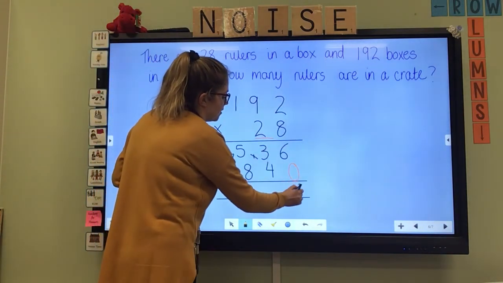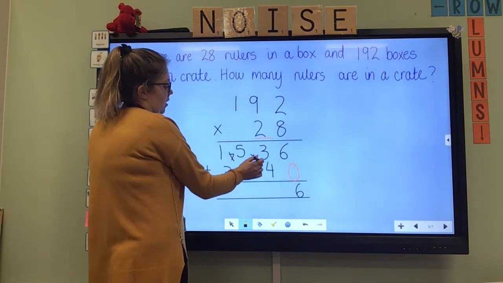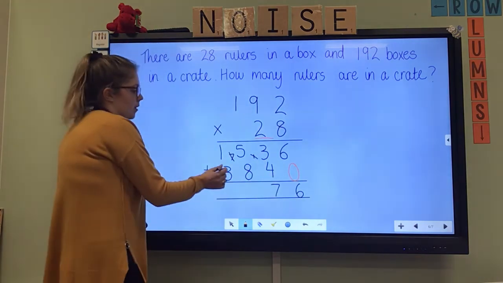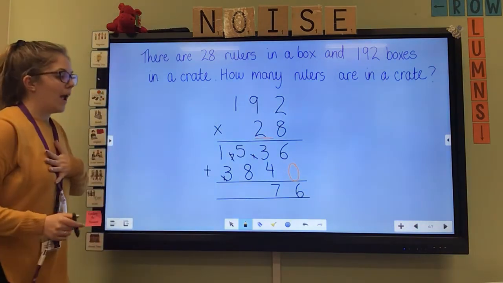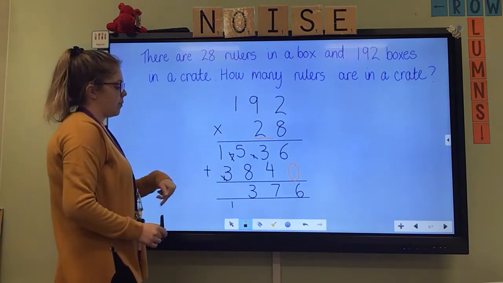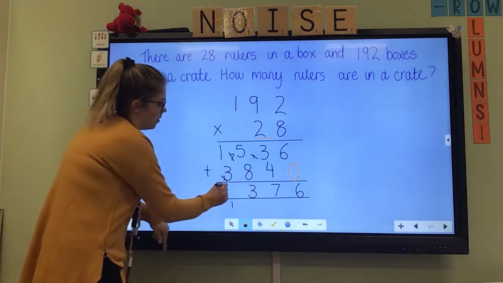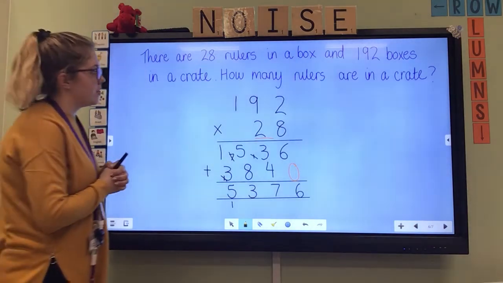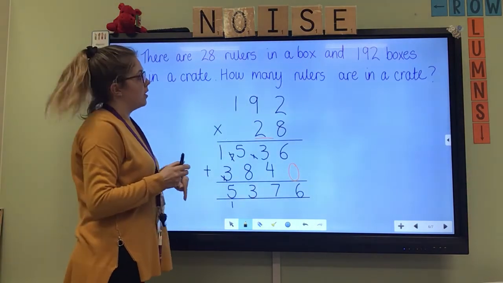6 add 0 is 6. 3 add 4, 6, 7. 8 add 5, which is 13. Write the 3, carry my 10. 3, 4, 5 would give us 5,376 rulers in a crate.